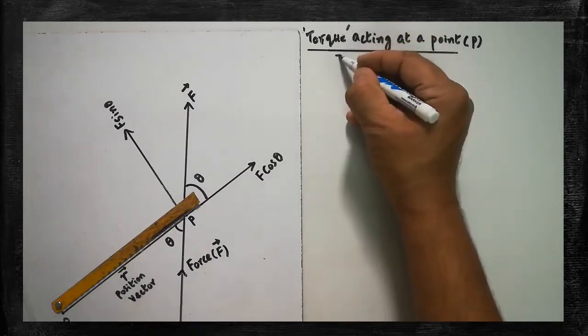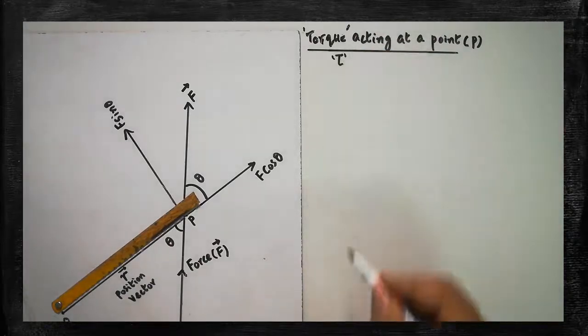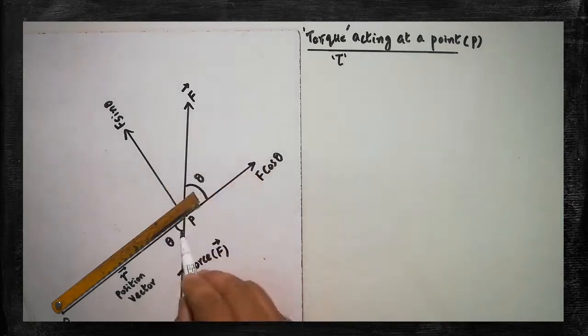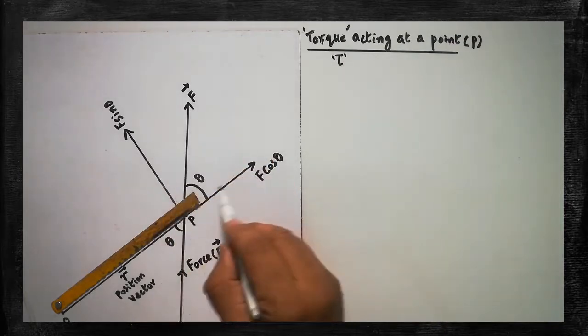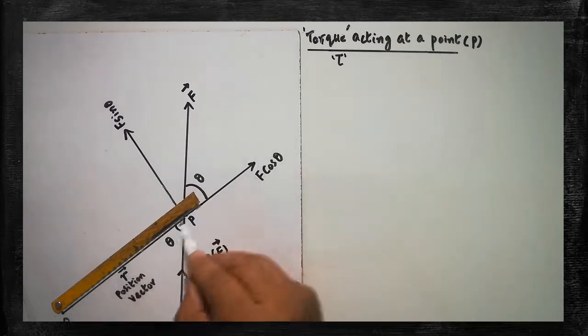The torque is symbolized by the letter tau. Tau is a symbol for torque. Are you clear? Here that force is acting in this direction now. This force makes angle theta with respect to r. If the position vector is extended here, is it clear?